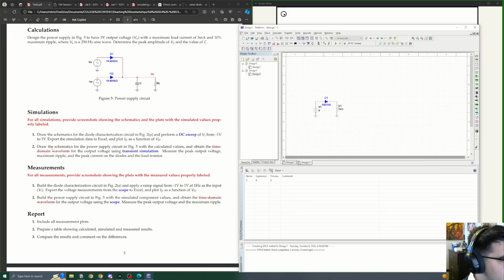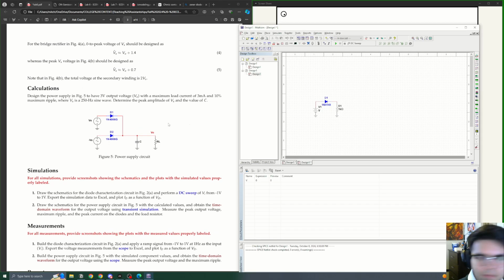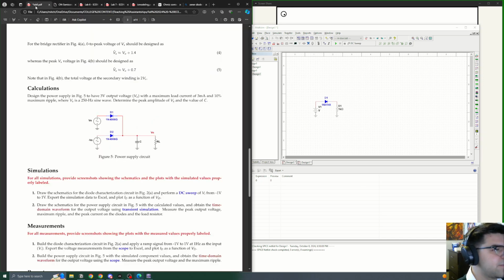Now, it also says to draw the schematics for the power supply circuit in figure 5. So the simple thing is to draw the schematic like you all are used to, and put in the component values that you used. Make sure that you use the rectifier diode for the simulations and for the lab. It's the one that looks like this.